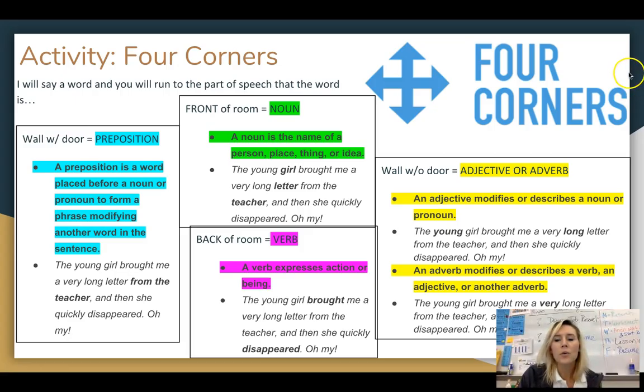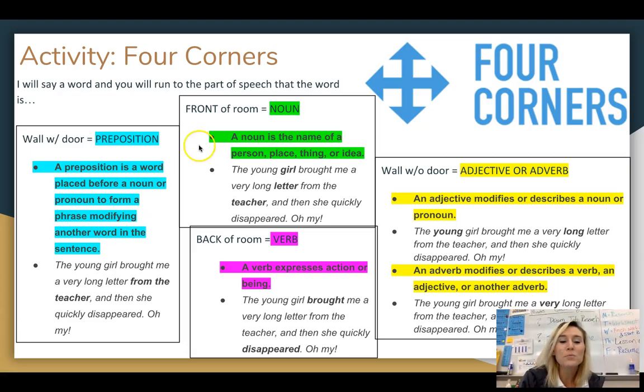All right, so we're going to play a digital version of Four Corners now. Instead of you guys actually running to these different places in the room, we're going to turn this into a digital thing. I'm going to be using this program to try it out. Traditionally, when I've done this, I've shown the word, and then if it's a noun, you run to the front of the room. If it's a preposition, you run to the door. If it's an adjective or adverb, you run to that wall. And if it's a verb, you run to the back of the room. But instead, you guys are just going to be clicking options, theoretically.